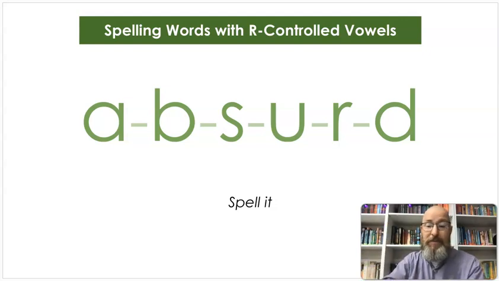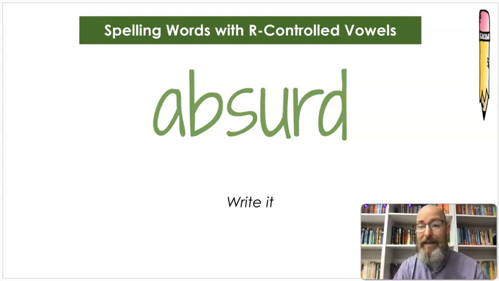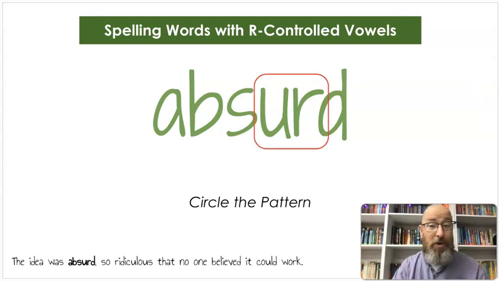A-B-S-U-R-D. Absurd. And let's write it. A-B-S-U-R-D. What's the R-controlled vowel? U-R is correct. The idea was absurd, so ridiculous that no one believed it could work.